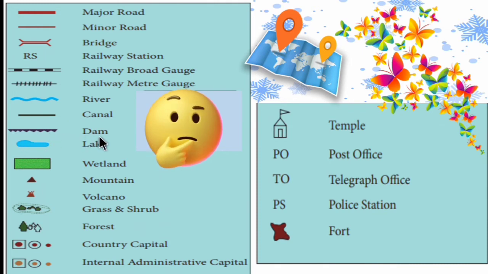This sign represents dam, lake, wetland, mountain, volcano symbol, grass and shrub, forest symbol, country and capital, international administrative capital. So this represents temple, PO represents post office, TO means telegraph office, PS means police station, and this symbol represents fort. So these are all the commonly accepted or internationally used symbols.